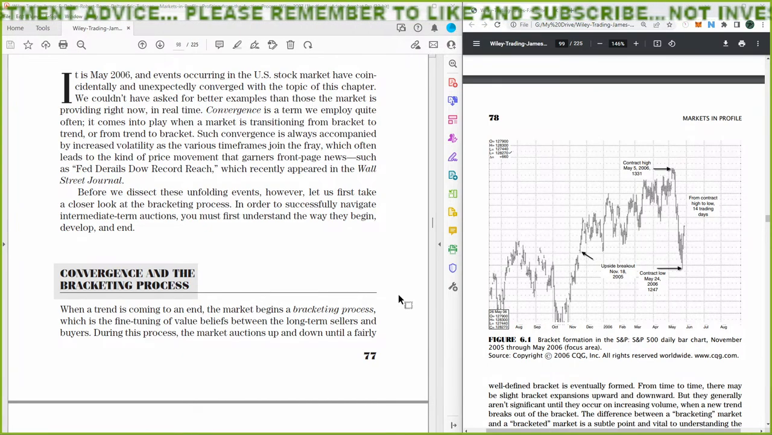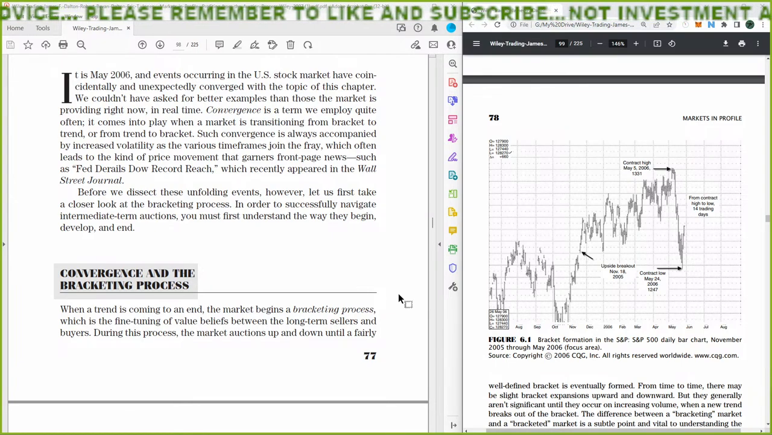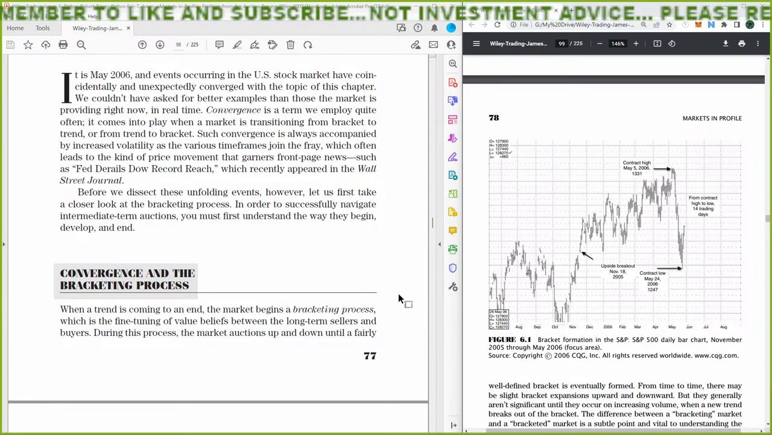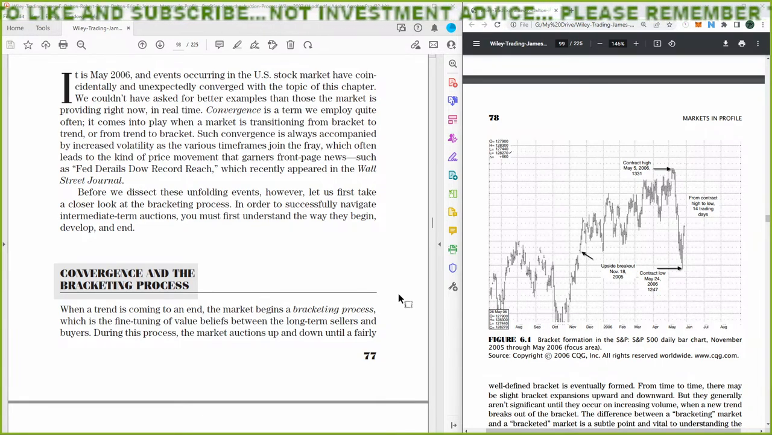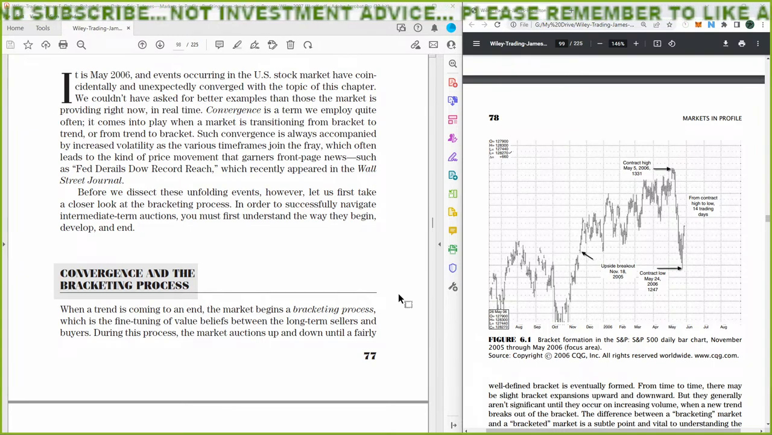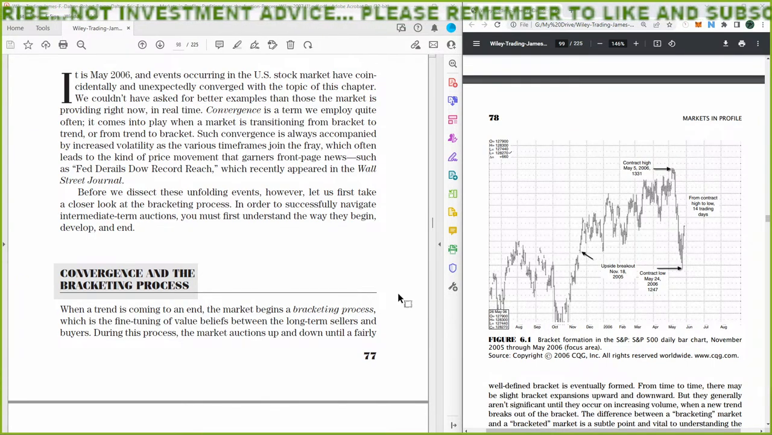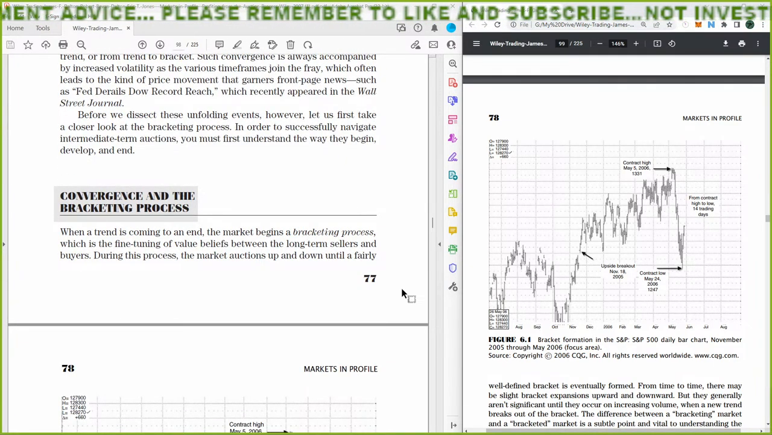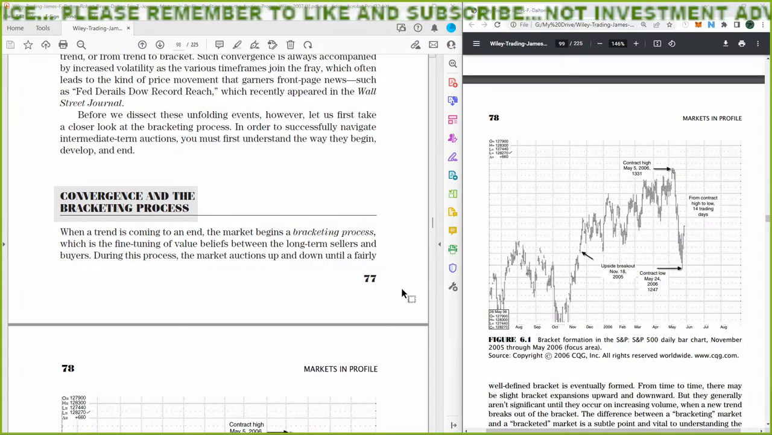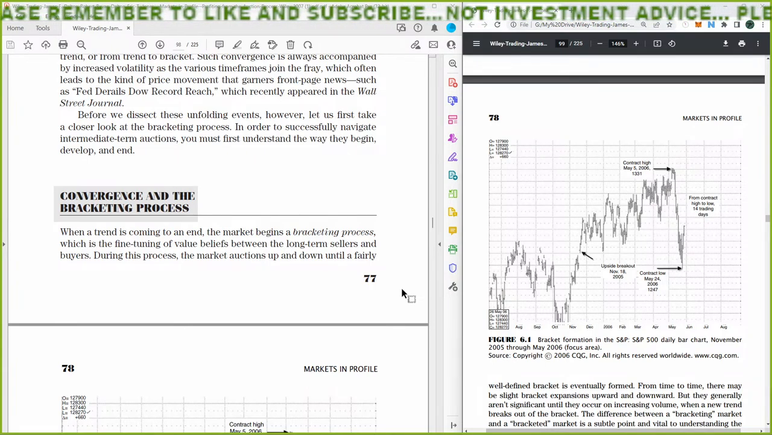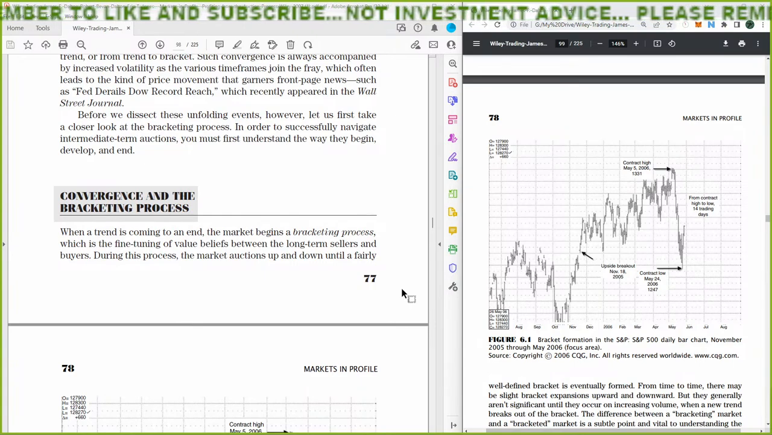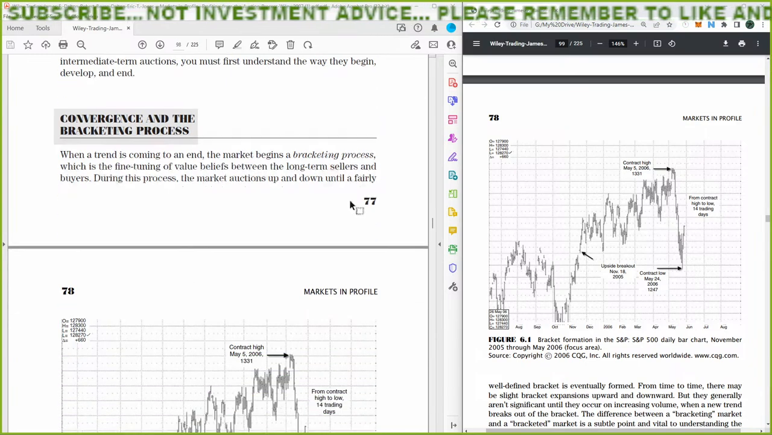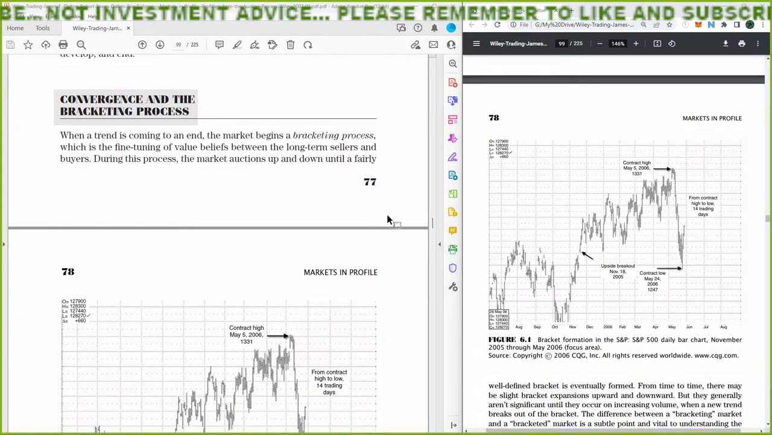Such convergence is always accompanied by increased volatility, and various time frames join the fray, which often leads to the kind of price movement that garners front page news, such as "Fed derails Dow record reach," which recently appeared in the Wall Street Journal. Before we dissect these unfolding events, however, let us first take a closer look at the bracketing process. In order to successfully navigate intermediate term options, you must first understand the way they begin, develop, and end. Convergence and the bracketing process.